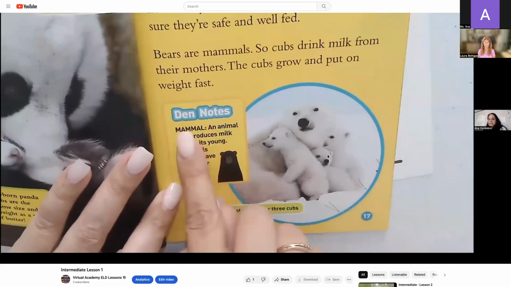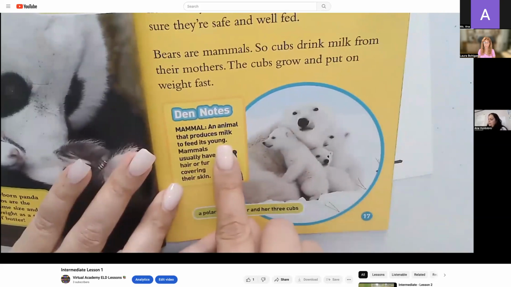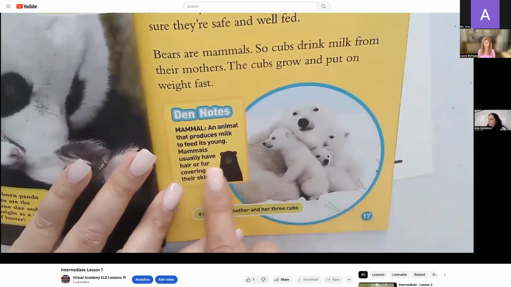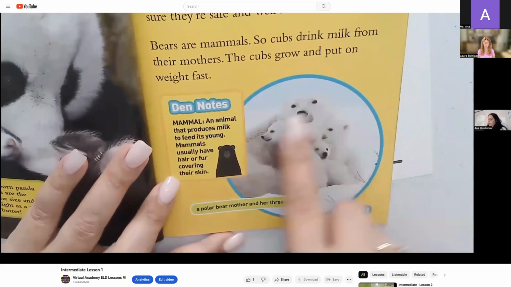So here it says, Den notes, an animal that produces milk to feed its young. Mammals usually have hair or fur covering their skin. A polar bear mother and her 3 cubs.